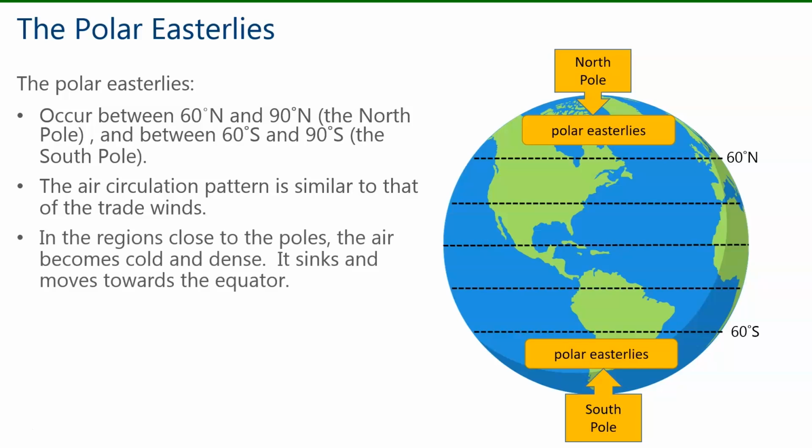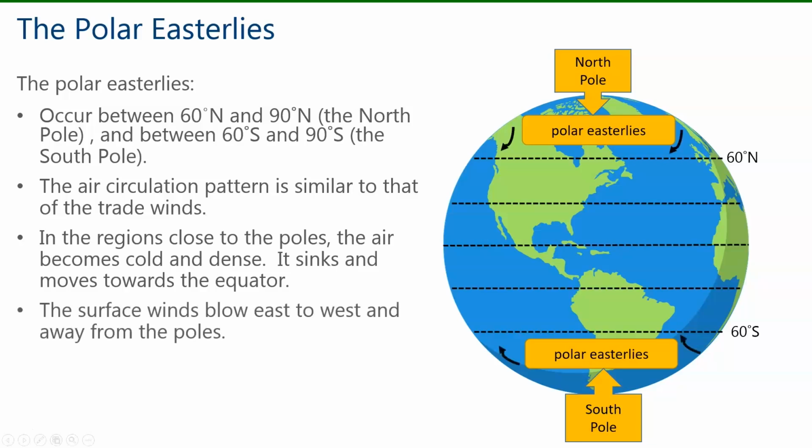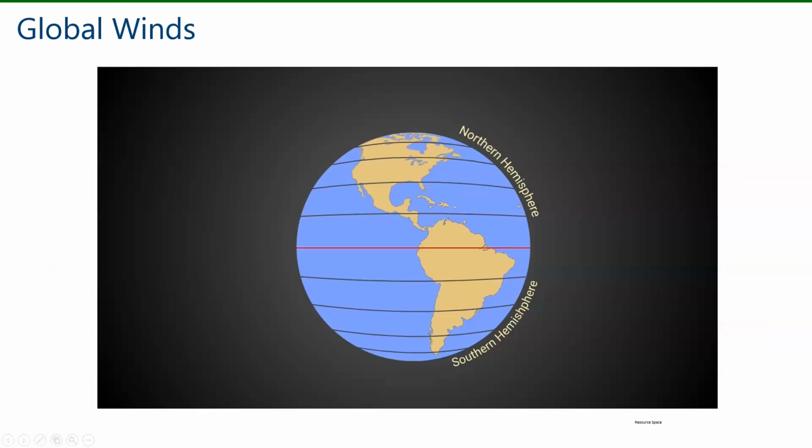In the regions close to the poles, the air becomes cold and dense. It sinks and moves towards the equator. The surface winds blow east to west and away from the poles. Now let's look at an animation of global winds.